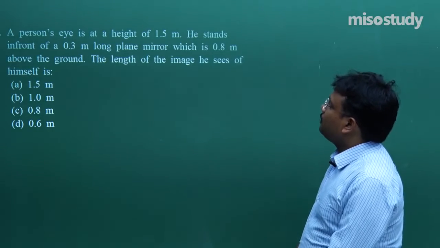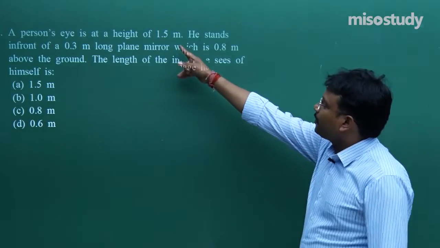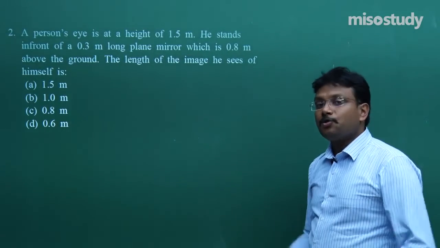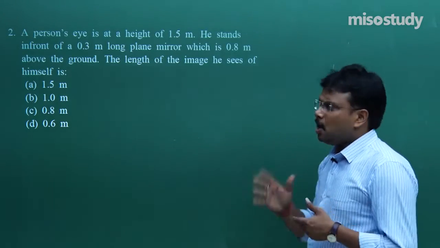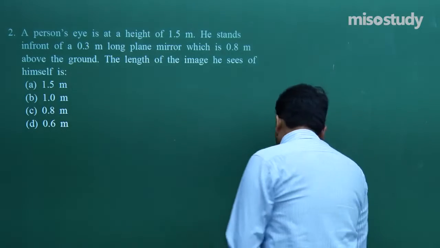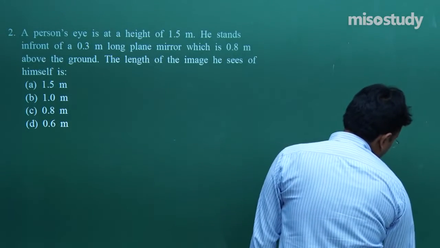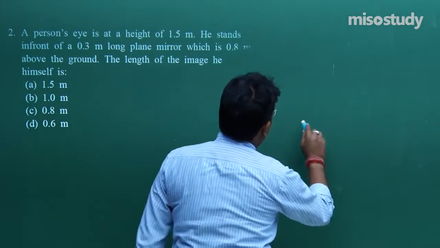The length of the image he sees of himself, fine. So the height of the person is 1.5. So how much is the length of his own image he will find? The question is simple, fine. Let's try to find the solution of this problem. Let's try to draw the diagram.